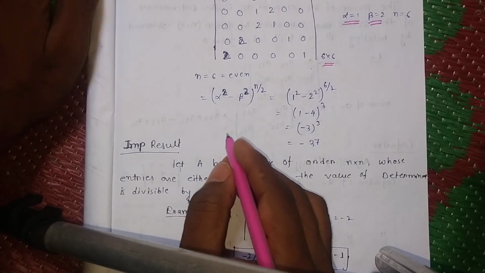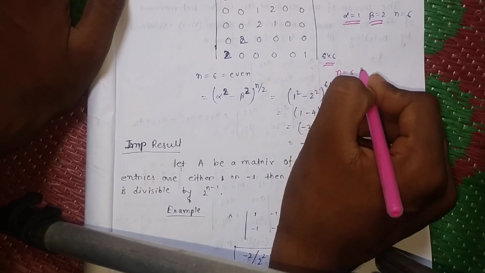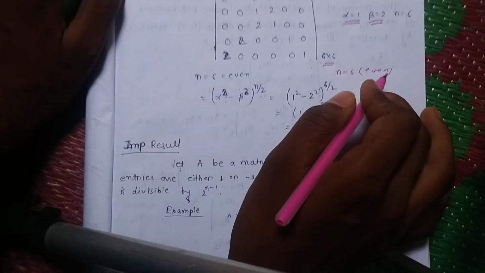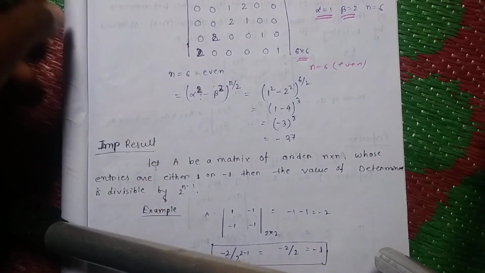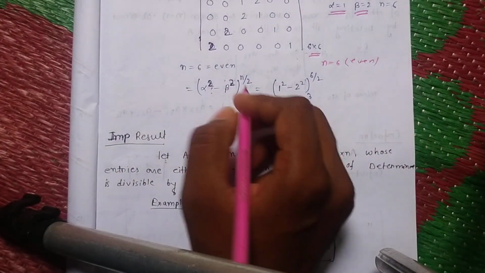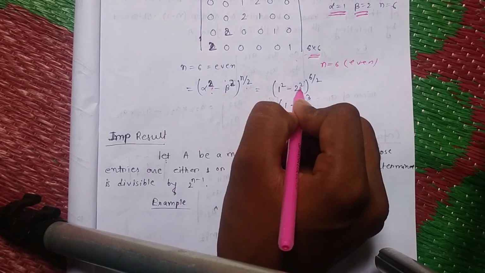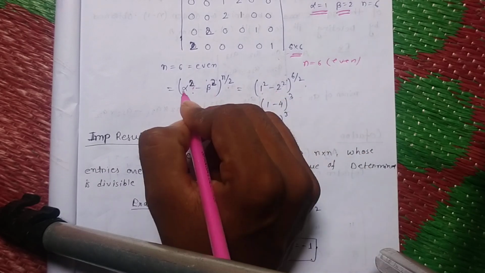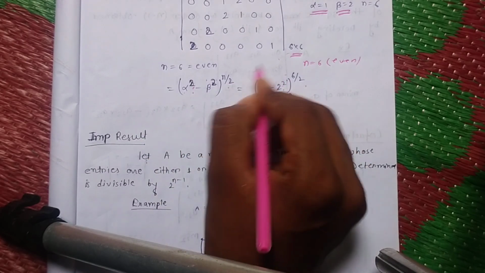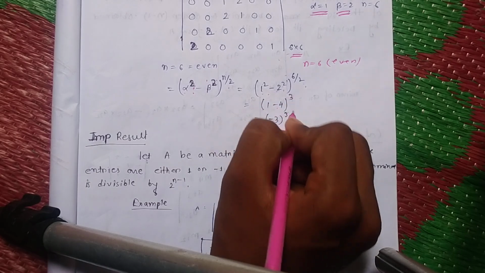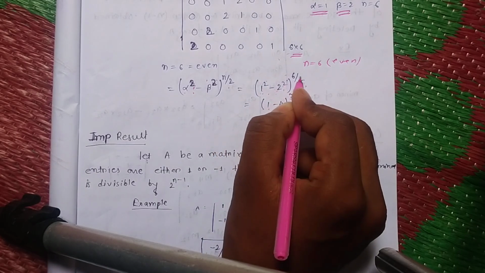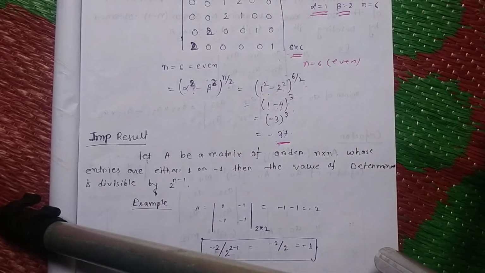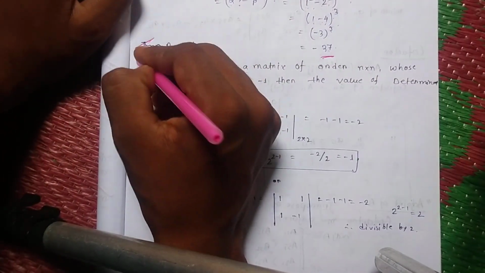By the formula, since n equal to 6 is even, the formula is alpha square minus beta square power n by 2. Now this is 1 square minus 2 square power 6 by 2. Why? Because alpha equal to 1, beta equal to 2, and n is equal to 6, so n by 2 equals 3. So 1 minus 4, power 3. 1 square is 1, 2 square is 4, 6 by 2 is 3, so minus 3 power 3, so minus 27 is our actual result. Okay.